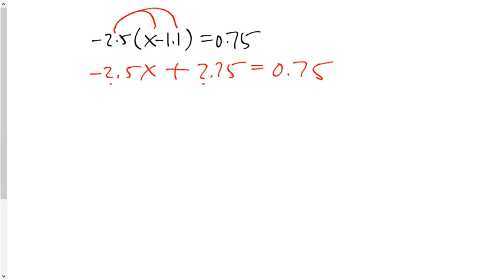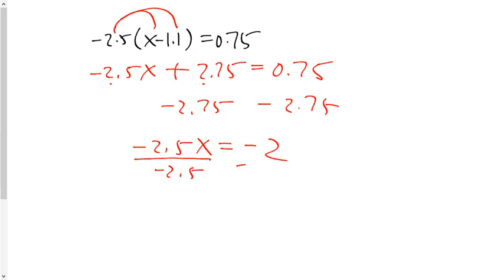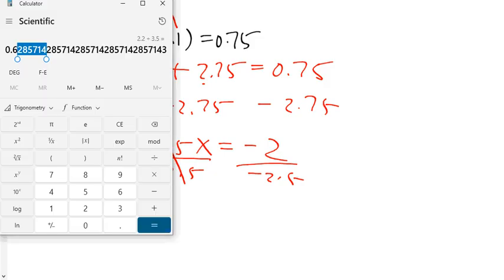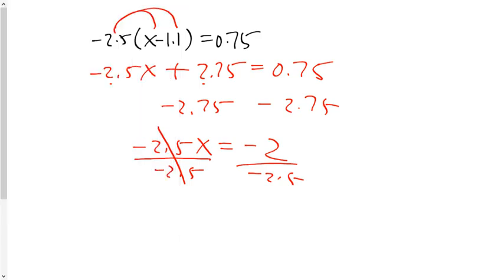Constant, coefficient, get rid of your constant first. Once you're down to this, divide both sides by your coefficient. And 2 divided by 2.5. 2 divided into 2.5 should be 1.2. Is that right? If I got that right, I am locked in. Oh, no, it's not. It's 0.8. Shoot. X equals positive 0.8.